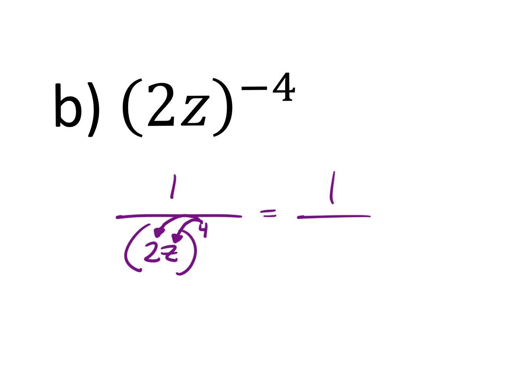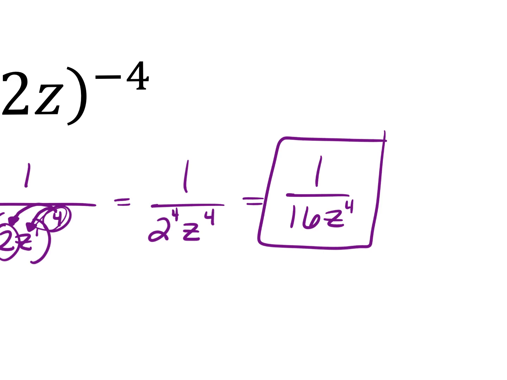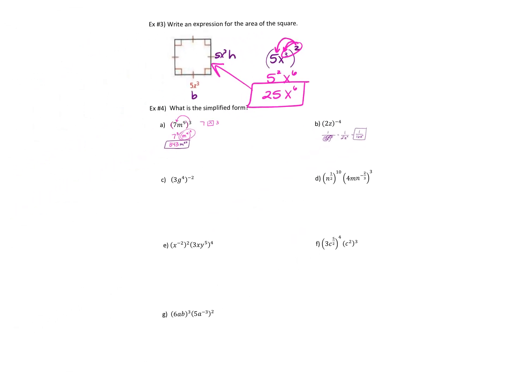Why not? It's an exponent, right? You multiply the numbers, 1 times 4 for the variable. You do not go 2 times 4. 2 is a number taken to a power. What is 2 to the 4th power? 16. So 2 to the 4th and z to the 4th, which you can simplify to 1 over 16 z to the 4th. Does that make sense? We are not going to multiply the 2 and the 4. We're going to take the 2 to the 4th power. Okay? Take it to a power. Okay, letter C.